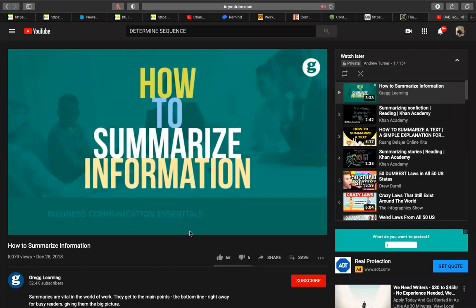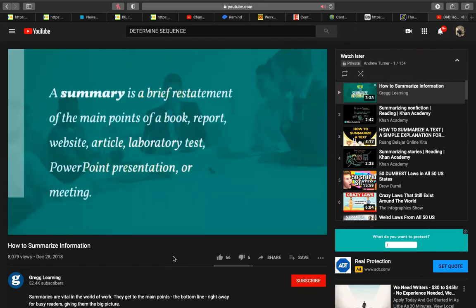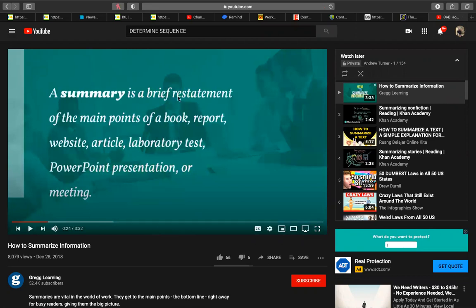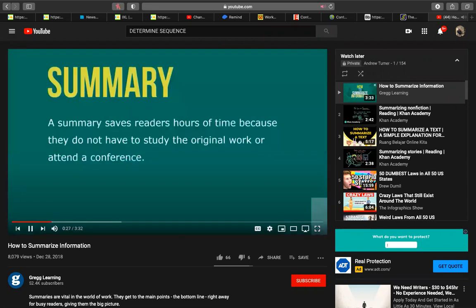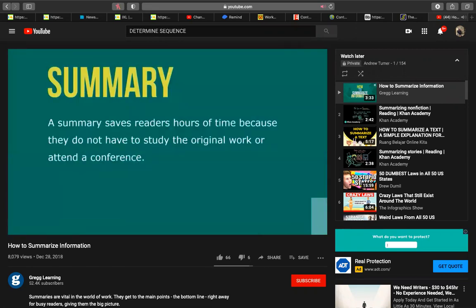Summaries are vital in the world of work. They get to the main points, the bottom line, right away for busy readers, giving them the big picture. Let's take a look. A summary is a brief restatement of the main points of a book, report, website, article, laboratory test, presentation, meeting. A summary saves readers hours of time because they don't have to study the original work or attend a conference. A summary can reduce a report or an article by 85 to 95% or even more, and can capture the essential points of a 3-day conversation in a one-page memo.